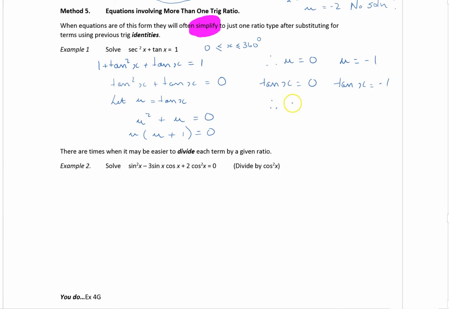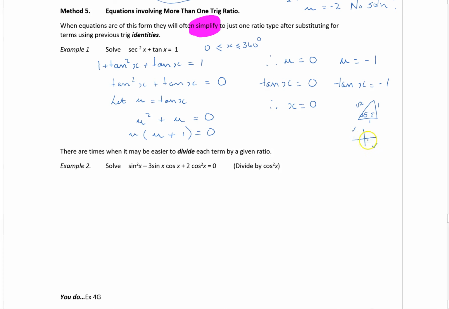Therefore, x would be 0, for the tan of 0 is 0. And when do we get negative 1 for the tan? We know that the tan of 45 is equal to 1. But we know that tan is negative here and here.